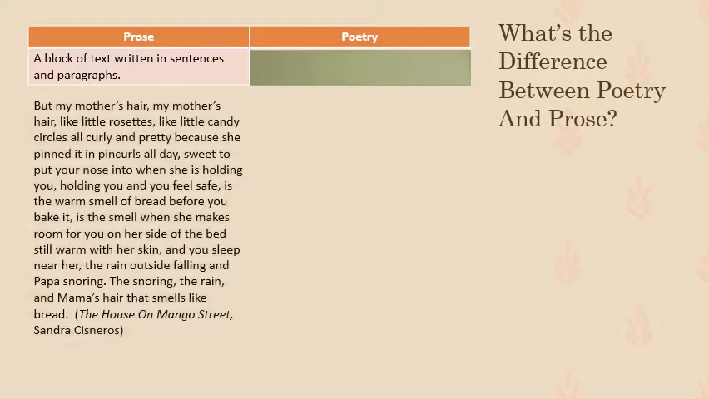So something like this, which is an excerpt from House on Mango Street, the second vignette about hairs. It says, "But my mother's hair, like little rosettes, like little candy circles, all curly and pretty because she pinned it in pin curls all day, sweet to put your nose into when she's holding you and you feel safe. The warm smell of bread before you bake it is the smell when she makes room for you on the side of the bed, still warm with her skin, and you sleep near her. The rain outside falling and Papa snoring, the rain and Mama's hair that smells like bread."